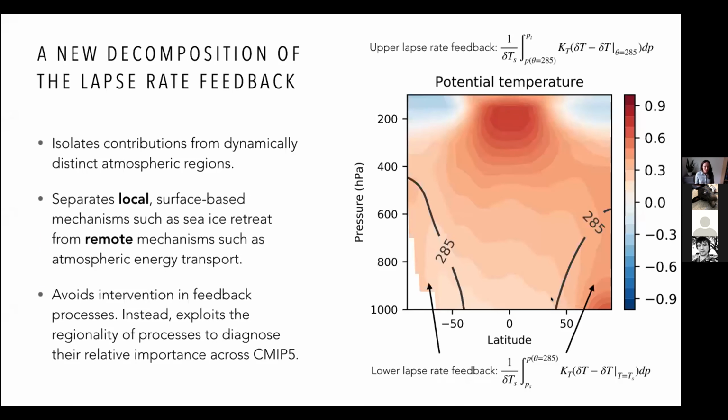And so that brings me to the new decomposition of the high latitude lapse rate feedback. The goal is to isolate contributions to the lapse rate feedback from dynamically distinct atmospheric regions. So in other words, to separate the local surface-based mechanisms such as sea ice retreat from remote mechanisms such as atmospheric energy transport. Now, as shown in this figure, the 285 Kelvin isentrope is used as the basis for the diagnosis of the upper and lower lapse rate feedbacks. And because this isentrope intersects the Earth's surface in the mid-latitudes, it effectively isolates the high latitude, lower troposphere from both higher altitudes and lower latitudes. And then the lapse rate feedback is calculated using radiative kernels in each of these regions, and also for each model in the CMIP5 abrupt 4 times CO2 ensemble.